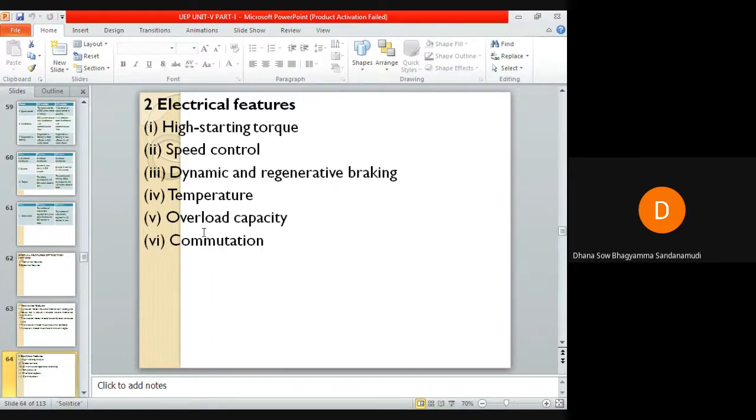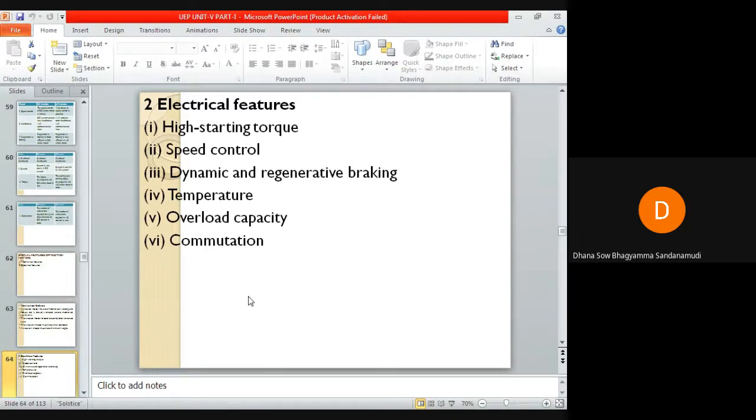Next electrical feature is overload capacity. The traction motor should have the capacity of handling excessive overloads in parallel running. In traction work, a larger number of motors need to run in parallel to carry more loads. Therefore, the traction motor should have such speed-torque and current-torque characteristics that these motors share the total load almost equally. All the motors running in parallel must distribute the load equally. Next electrical feature is commutation.